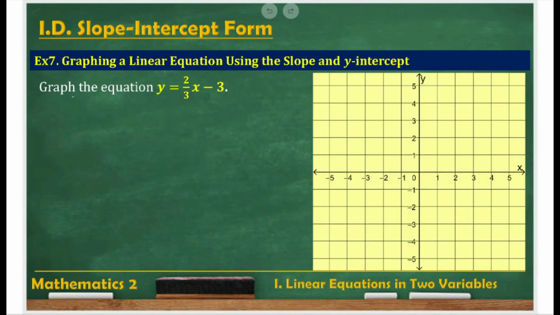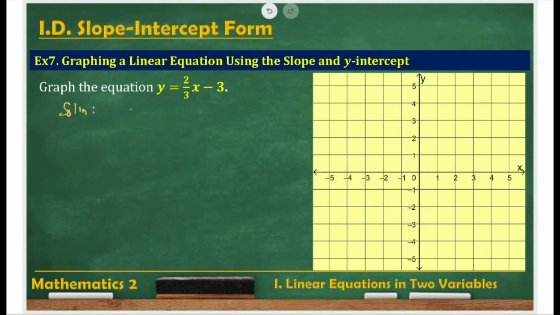Okay, so let's have our last example. Let's try to graph the equation y equals 2/3 x minus 3. In graphing a linear equation using the slope and y-intercept, first, we need to write the equation in slope-intercept form. Since the given y equals 2/3 x minus 3 is already in slope-intercept form, the next thing that we're going to do is to identify the slope and the y-intercept.